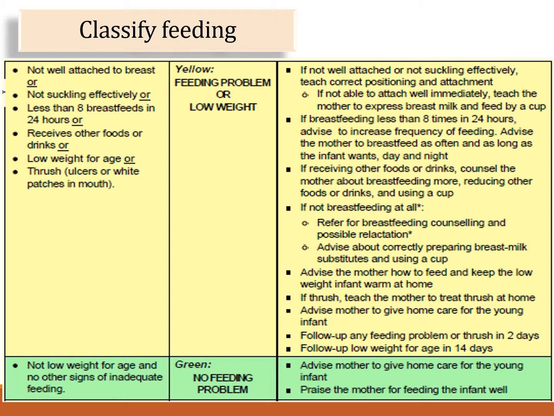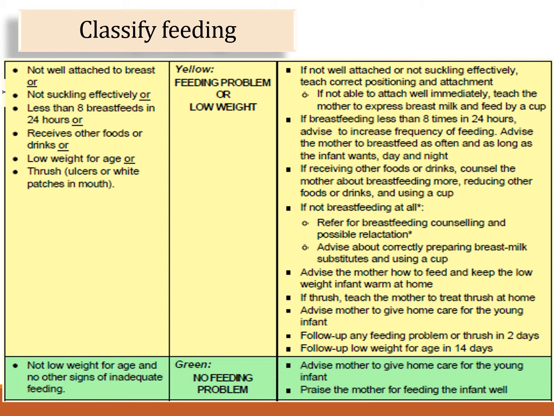For feeding problem or low weight, these are looked for when you classify: not well attached to the breast, or not suckling effectively, or less than 8 breastfeeds in 24 hours, or receives other foods or drinks, or low weight for age, or thrush, ulcers or white patches in the mouth.